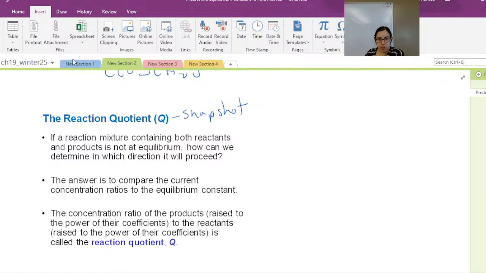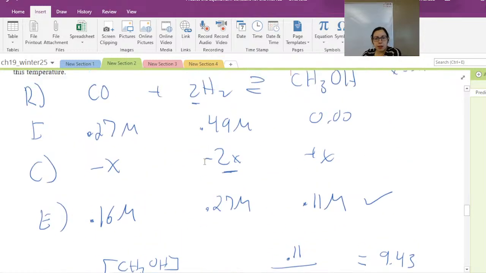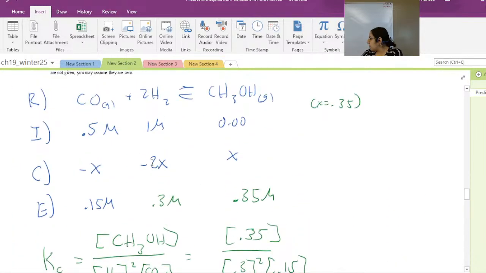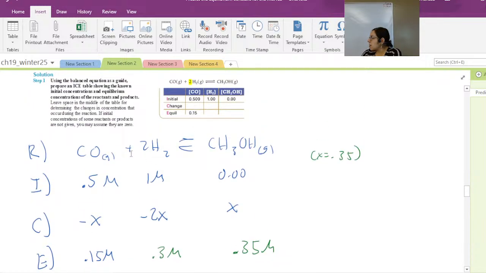Let's back up a second, because the thing about these two examples that made it easy is that we had no products. So we knew that if it was going in any direction, it had to be going in the forward direction. And if we had only been given methanol, we would have known it has to go in the reverse direction.